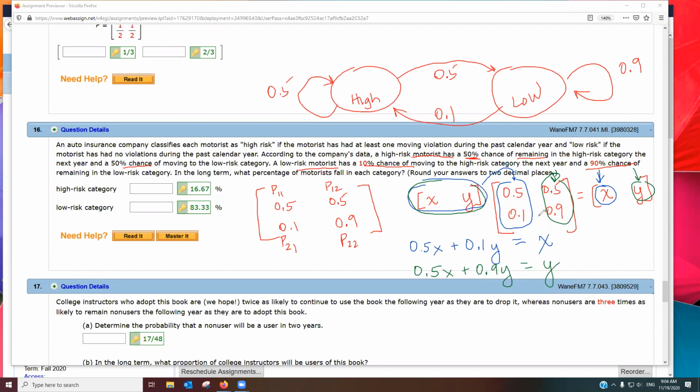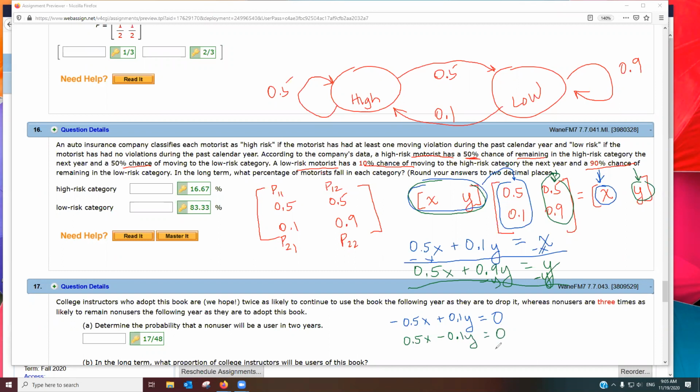The first thing I'm going to do in this first equation is subtract x from both sides to get the x's on one side. If I do that, that's negative 0.5x plus 0.1y equals 0. And for the green equation, I'm going to subtract y from both sides. If I do that, I get 0.5x minus 0.1y equals 0.